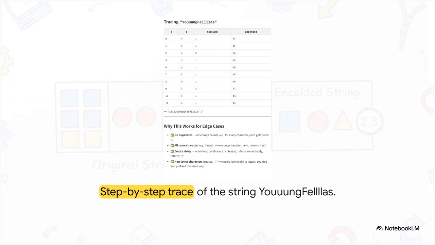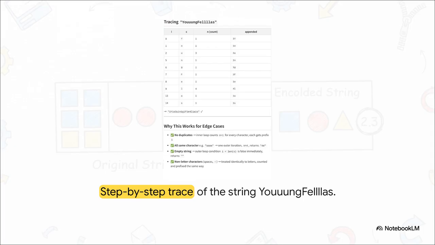Let's trace the somewhat absurd string "you young fellas". Okay, so at index 0, we see the character capital Y. The scout goes out, finds no duplicates, returns a count of 1, and 1Y gets appended. The outer loop jumps by 1. Same exact thing for the O, appending 1O. But then, at index 2, we hit a U. Our inner loop scout runs forward, incrementing n until it hits 3. It appends 3U, and then our outer loop jumps by 3, skipping the other U's entirely and landing beautifully on index 5 for the N.